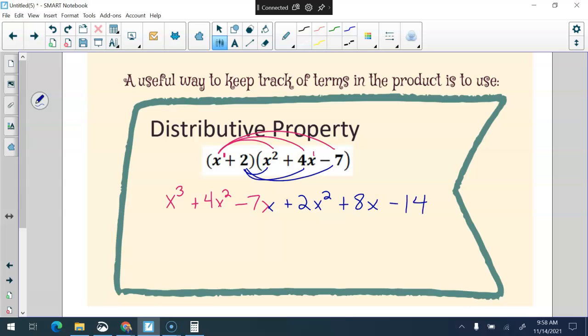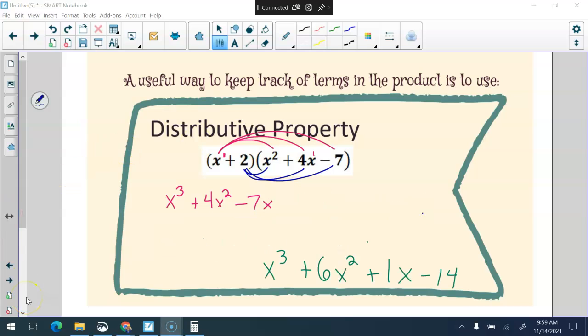Now, to combine like terms, we've got an x cubed and only one of them. We've got an x squared with another x squared, and that would make 6x squared. We have a negative 7x plus 8x, so that's 1x. And then we have a minus 14 in the end.